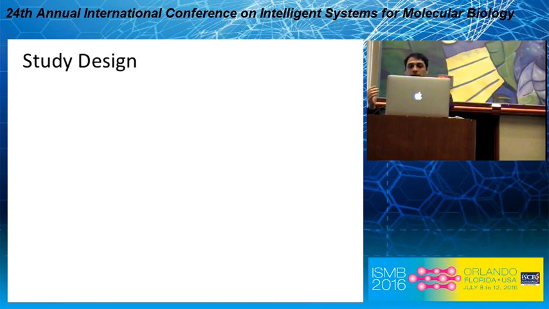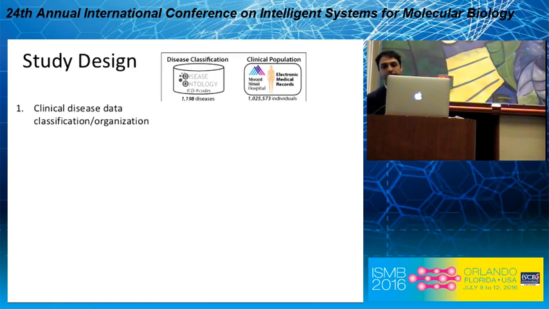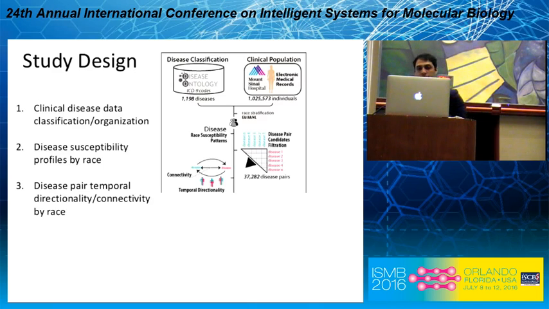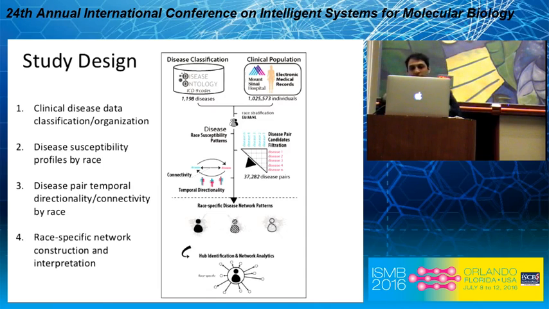So in the current study, we have to first deal with the EMR data. As we've seen, it's not optimized for research purposes, it's really optimized for billing. So we have to pre-process the data, classify it, and organize it. Then we can determine disease susceptibility profiles that may differ based on these races. And we could follow that up with going beyond simple disease susceptibilities to how diseases are connected to one another and if they have some temporal ordering. Finally, we can extend these connections to build disease-specific networks and do some interpretation on them.